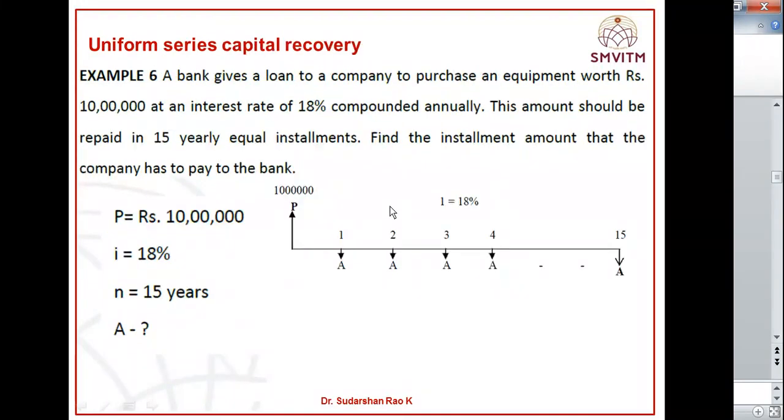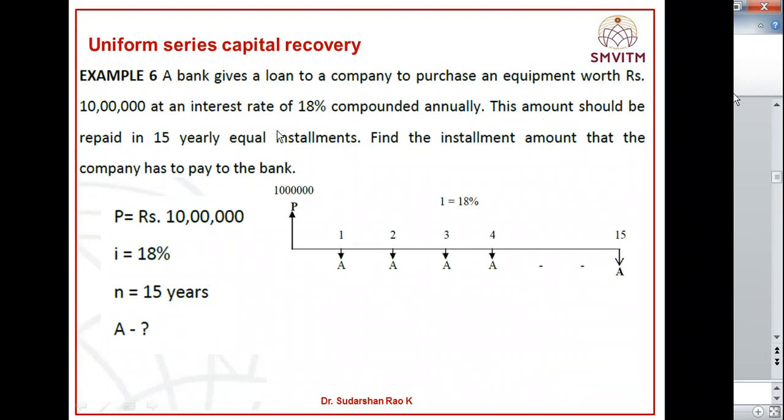The last one is the uniform series capital recovery. That is, for the given P, you can calculate A. For example, if you take a loan, how much do you have to repay every year? That is A. A bank gives a loan to a company to purchase an equipment, a machine, worth 10 lakh rupees at an interest rate of 18%.